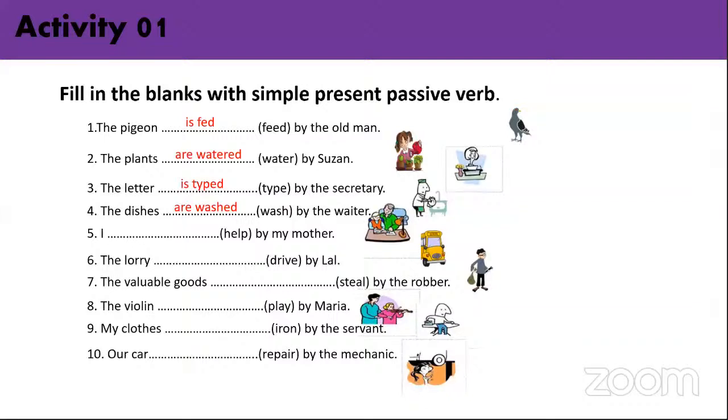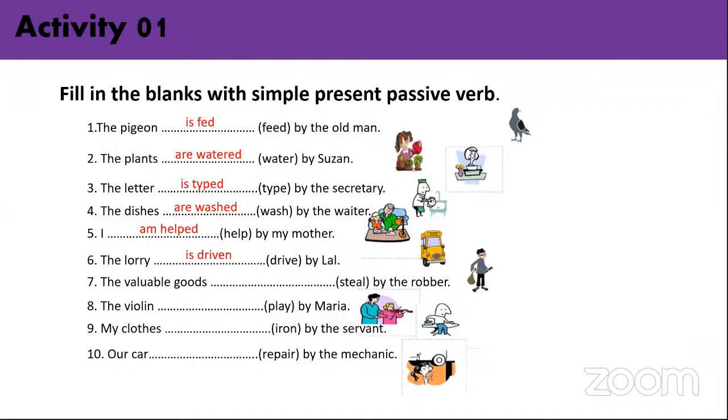I, then you know if I is there, definitely you have to use am. I am helped. What is the past participle form of that? Helped. I am helped by my mother. Sixth one, the lorry. Once again, it is singular. Then what comes there? Is. Is, drive, driven. Then the lorry is driven by Lal.